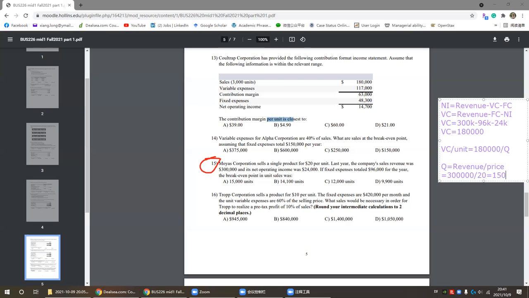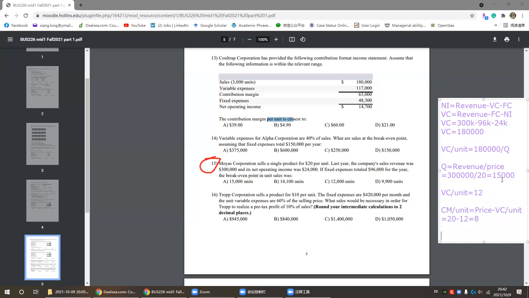So what we have is equal to 15,000, I'm sorry, yes, 15,000. So our variable cost per unit will be equal to 180,000 divided by 15,000, so it will be equal to 12. Once we know this, we can get our contribution margin per unit. It will be equal to our price minus our variable cost per unit, so 20 minus 12, which is equal to 8.